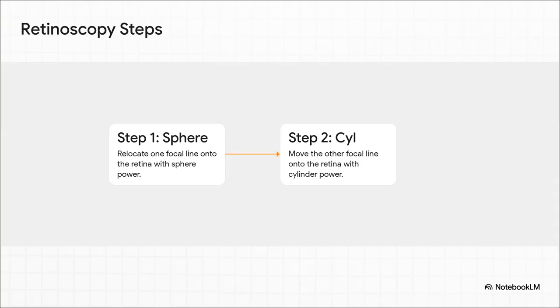Moving right along, Section 2, Retinoscopy, two-step clinical method. Retinoscopy is brilliant because it simplifies this really complex optical problem into an elegant two-step algorithm. Step 1, we use sphere power to relocate just one of the focal lines, typically the anterior one, directly onto the retina. Then Step 2, we use cylinder power to move the other focal line onto the retina as well. Once both lines hit the retina at the exact same time, the conoid is collapsed. Boom, astigmatism corrected. It's really that simple.